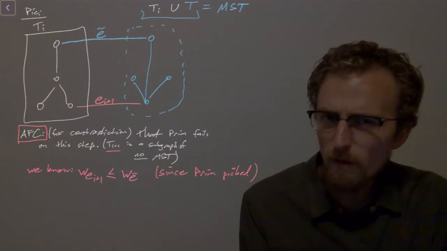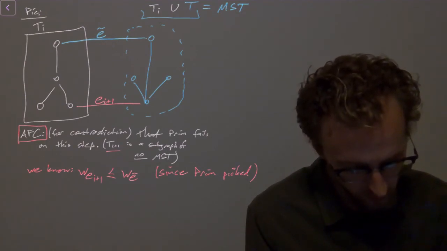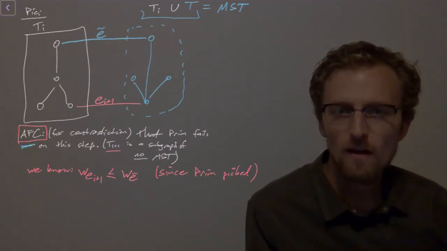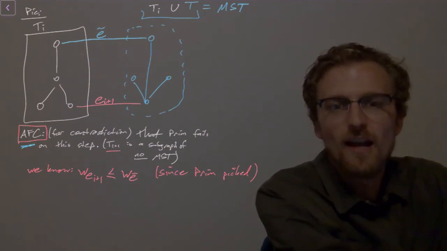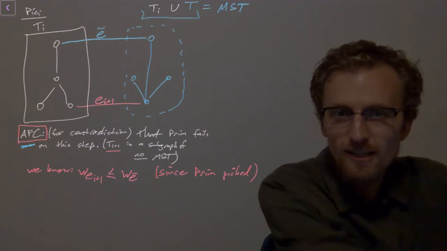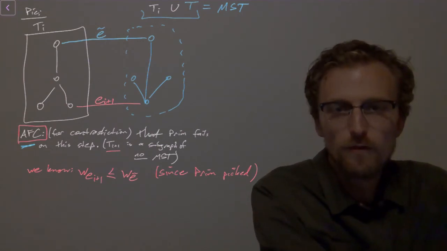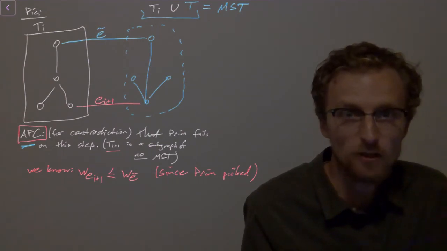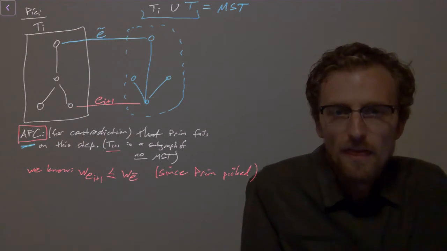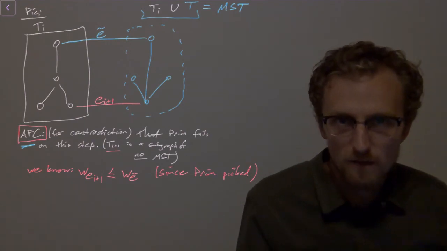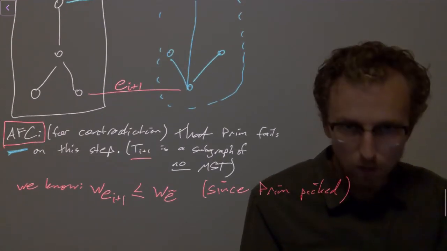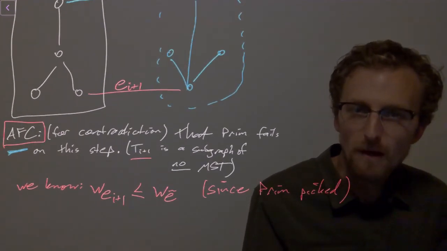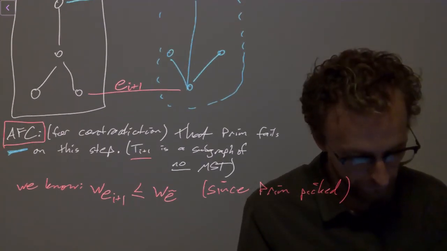And why do we want to do this? Well, we're making a contradiction argument here. We're assuming something that can only lead to nonsense. If it leads to some kind of fundamental contradiction, like a minimum spanning tree is not minimum, then it must have been a false assumption. That invalidates the assumption, which would mean that Prim cannot fail on this step. Prim must do the right thing on this step.